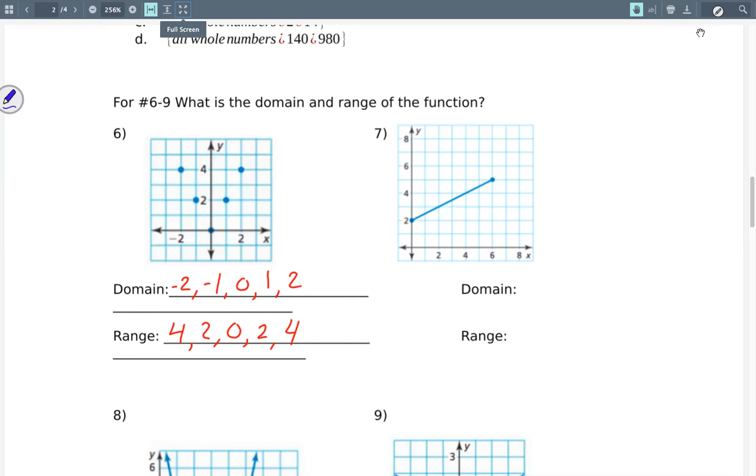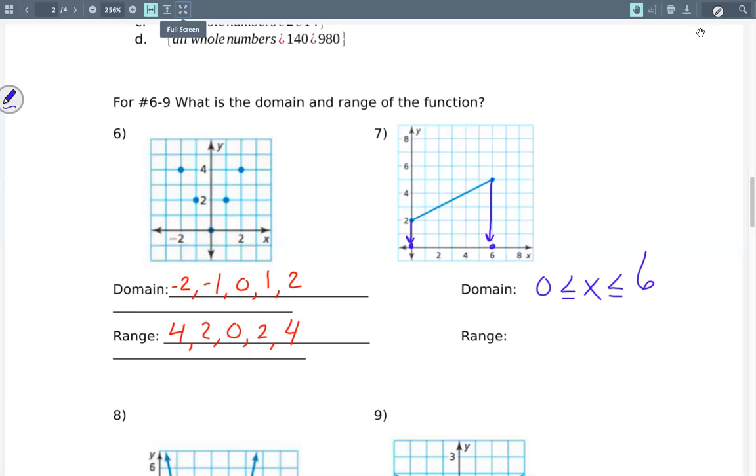Now, number 7 is a little tricky because it's continuous. 6 is discrete, it's a bunch of dots. 7 is continuous. So I'm going to have a range here. Now, I do the same thing. I drop these endpoints down, okay? And since they're closed, I have the closed inequality symbols. So my domain is going to be 0 because that's where it falls on my x-axis, and 6.